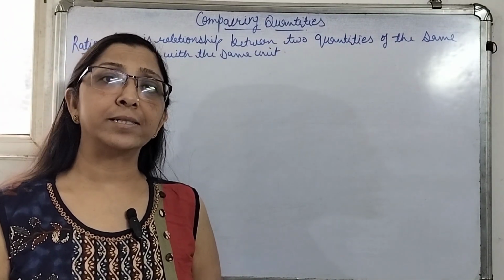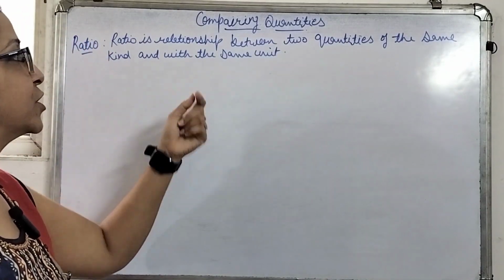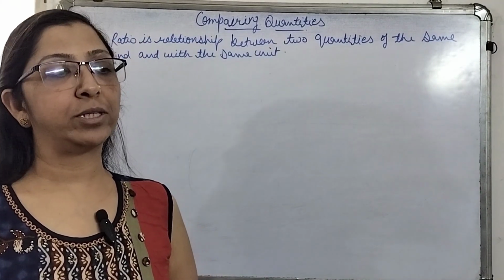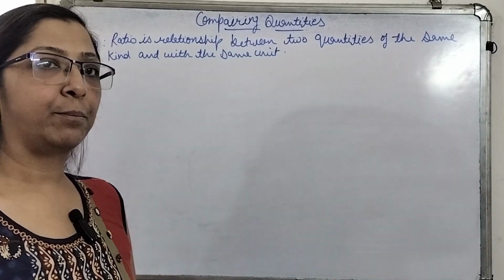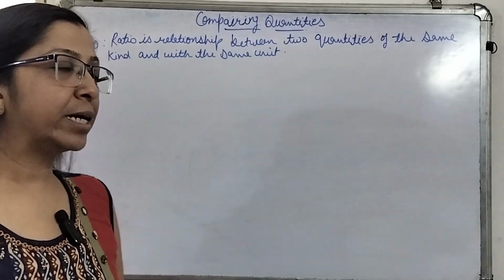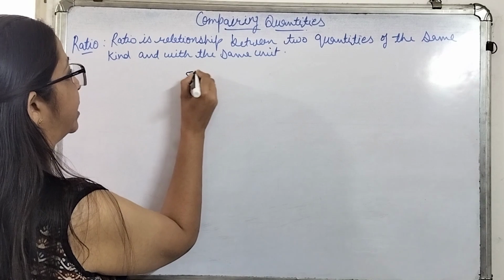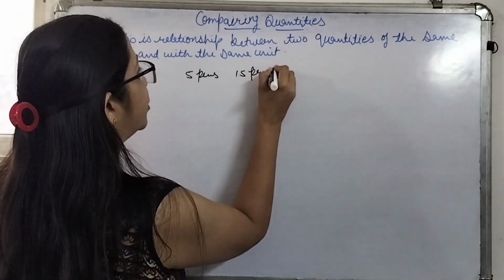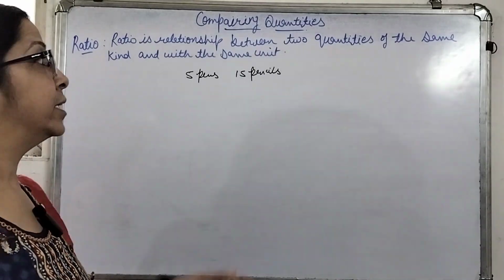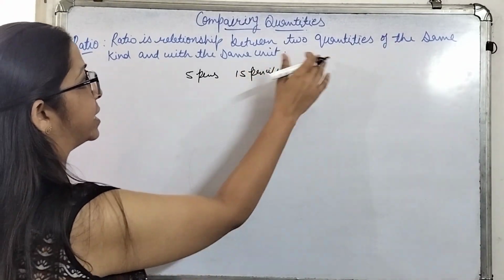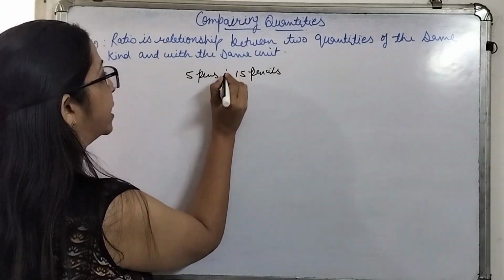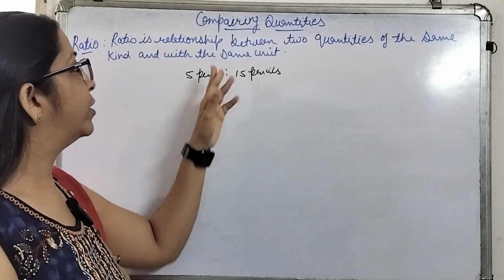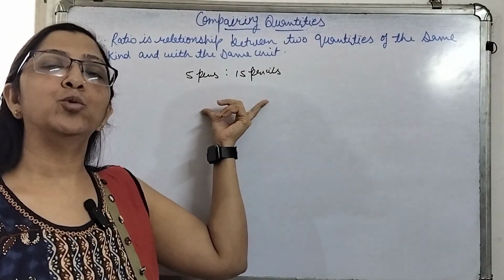So what is ratio? Ratio is basically a relationship between two quantities of the same kind and with the same unit. That means if we are going to compare pencils with pens, suppose I am saying that I have 5 pens and 15 pencils, and I am going to compare these two quantities. The sign for ratio is this sign, and whenever we are comparing any two quantities, we'll be placing this sign between these two quantities.